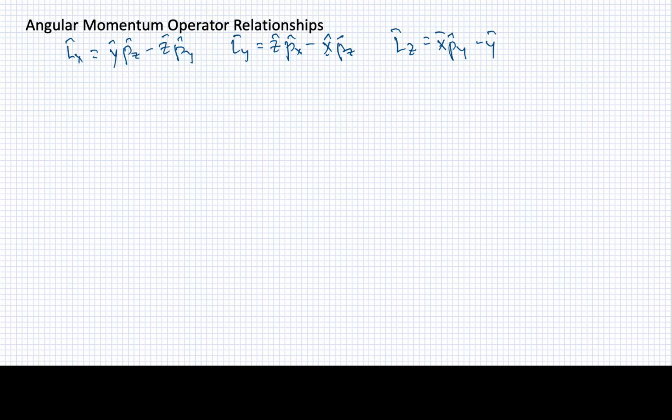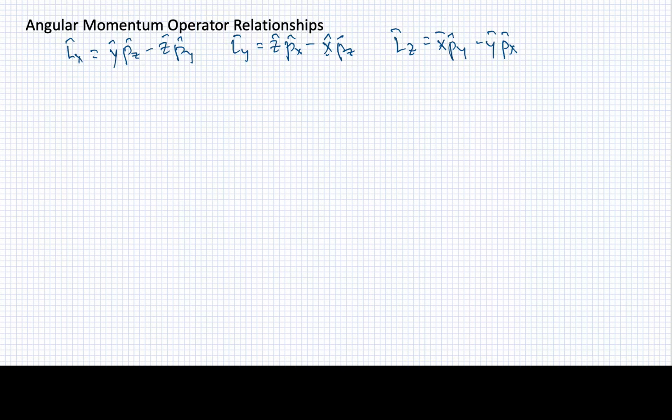So, for example, we're going to use our Cartesian coordinate definitions for the three components. Lx is y pz minus z py, Ly is equal to z px minus x pz, and Lz is equal to x py minus y px.